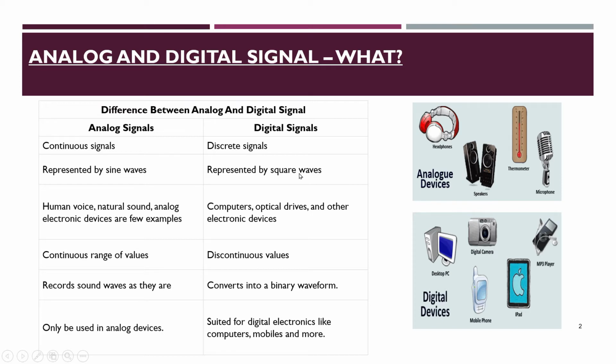An example for analog signals is the human voice. When we are speaking, a continuous wave is going on, and every word that we speak is very important. If there is any interruption in the middle, the communication will not be carried out in a proper way. So every alphabet or word that we speak is part of a continuous wave, so those come under analog signals. Examples of analog devices are headphones, speakers, thermometer, and microphone.